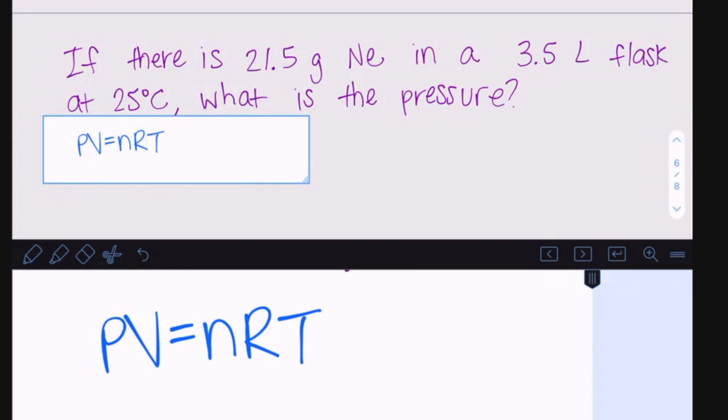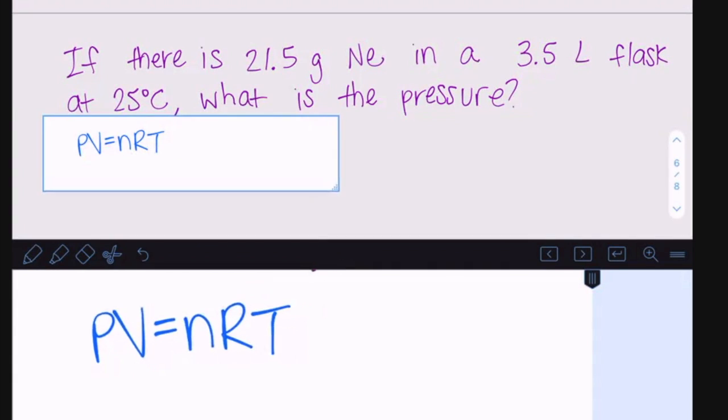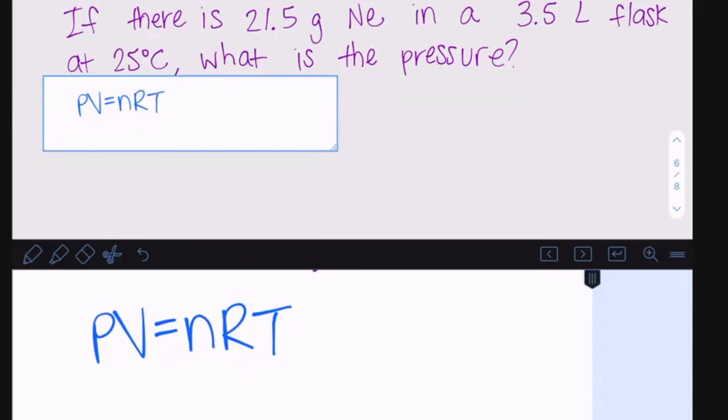Do we need a minute, another minute or so, or are we good? Try and finish up in the next 30 seconds, and then we'll go over it. All right, someone tell me how I should start this problem.